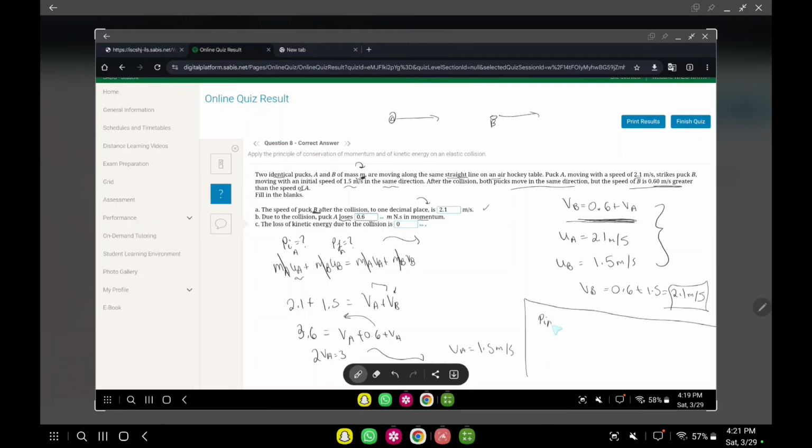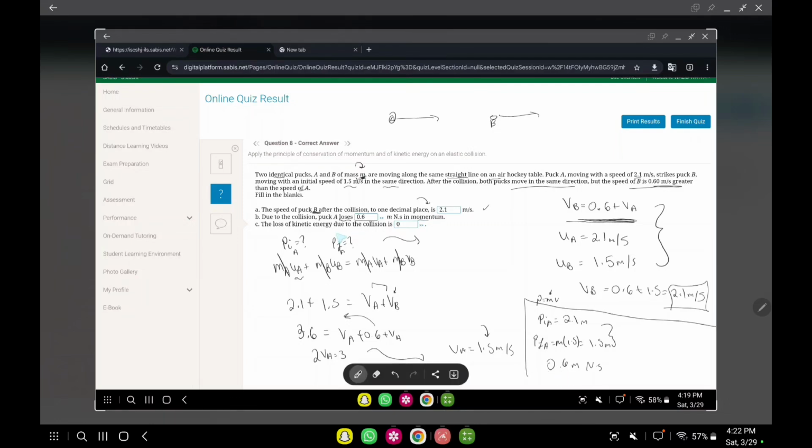Initially, puck A was moving at 2.1 meters per second. We know P is equal to mv. So the initial momentum of A is the mass m times the velocity it was moving at, which is 2.1 m. This is the initial momentum. The final momentum, we found the velocity of A is 1.5, so the mass m again times 1.5, so it's 1.5 m. How much did it lose? Just do 2.1 minus 1.5. You get 0.6, and obviously m, and then the unit. So this is your answer. They already put m for you. Very easy, not hard.